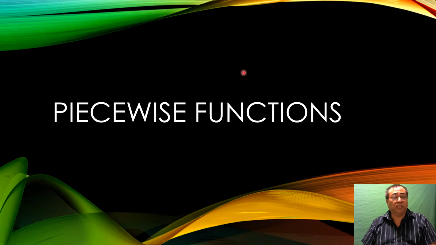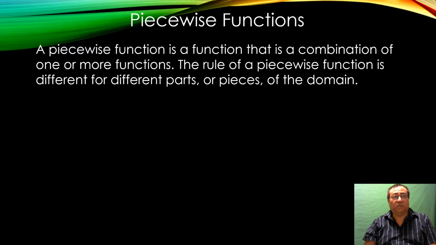Piecewise functions. This is a new type of function that we'll be studying. Here, let's get started. A piecewise function is a function that is a combination of one or more functions, usually more. The rule of a piecewise function is different for different parts or pieces of the domain. What we're going to do is break up the domain and then assign it different rules. And when we say a rule, we mean like a rule is x squared or x plus 3 or natural log of x, that kind of thing.